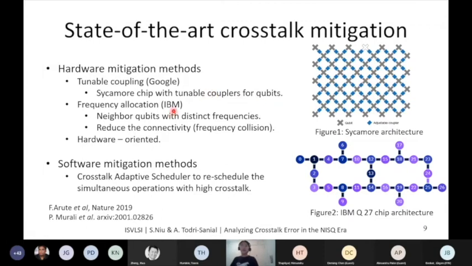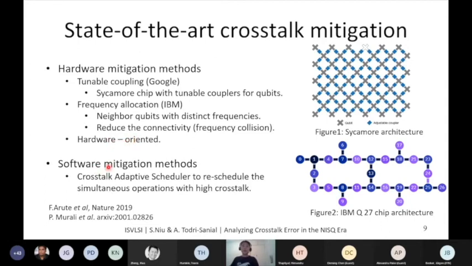While for IBM chips, it uses frequency allocation strategies to allocate distinct frequencies to the qubits. And it also reduces the number of connectivities of a qubit to avoid frequency collision. Here is the architecture of an IBM chip. We can see the qubit has fewer neighbors compared to the Sycamore chip because it has fixed qubits and fixed couplers. However, these kinds of methods are hardware-oriented. They are not general enough.